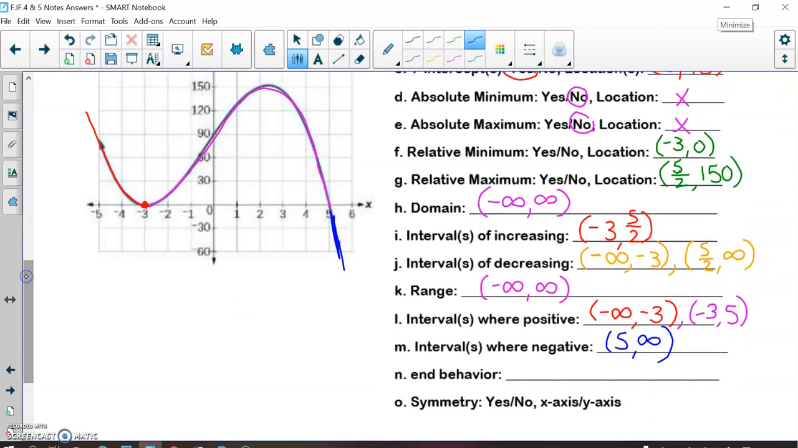All right, end behavior. So on the left side of the graph, that's when x is approaching -infinity. When x is approaching -infinity, my y is approaching negative infinity. And as x is approaching positive infinity, my y value is going down and approaching negative infinity.